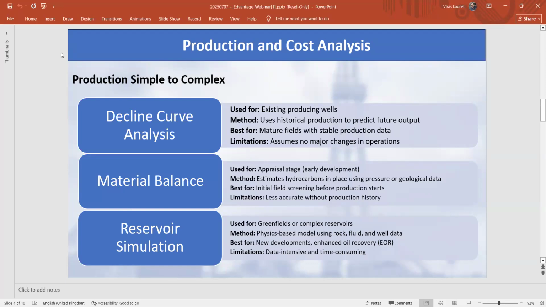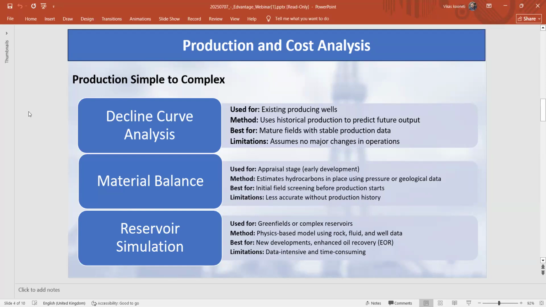But maybe once you initiate your production, you might know your decline rate, and you might know how much is the barrel, so you might have a proper understanding, then you can go for a production forecast in this aspect. Reservoir simulation. Now, last but not least, this is mostly used for greenfield or complex reservoirs, right? Methods: physics based models using rock, fluid, and well data. Considered best for new development, enhanced oil recovery. Limitation: data intensive and time consuming.